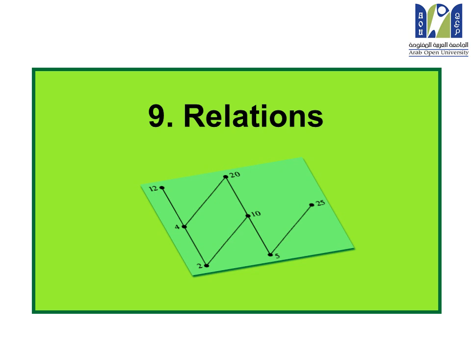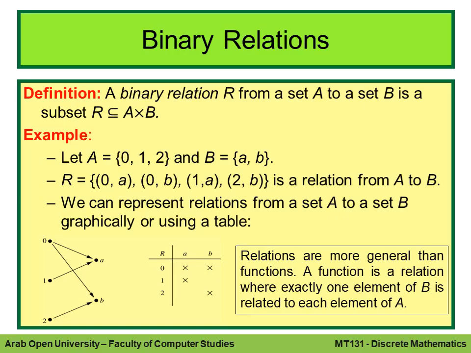In Chapter 9 we will study relations. We will start by defining a binary relation. The definition here is a binary relation R from a set A to a set B is just a subset of A cross B, the Cartesian product of A and B.